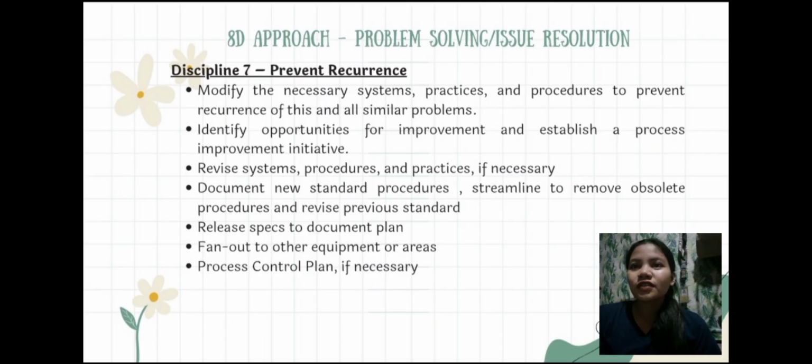Improvement opportunities: identify opportunities for improvement and establish a process improvement initiative. Revise system, procedures, and practice if necessary. Document procedures: document the new standard procedure. Streamline to remove obsolete ones and revise previous standards.